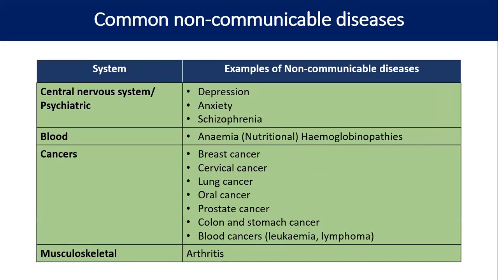In the central nervous system and psychiatric disorders, we have depression, anxiety, schizophrenia, mood disorders, etc. In blood, we have anemia, hemoglobinopathies. Among cancers, we have breast cancer, cervical cancer, lung cancer, oral cancer, prostate cancer, colon and stomach cancer, leukemias, lymphoma. And in the musculoskeletal system, we have arthritis. So these are examples of common non-communicable diseases in PLHIV.